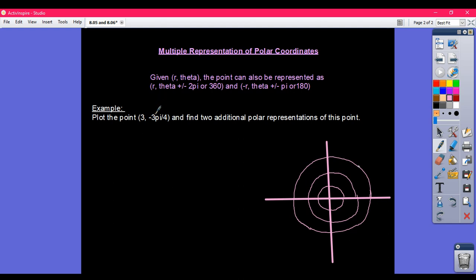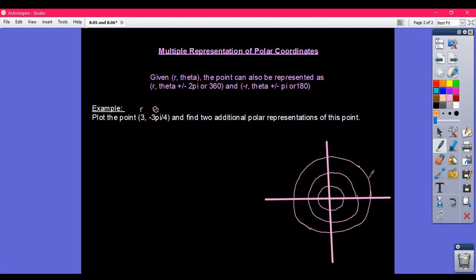Hey guys, so we're going to go over multiple representations of polar coordinates. Just note first that I've given you r and theta here. So I'm just going to plot the point to give you a visual of where the point is. So r means that you're going to plot a point on the third circle. So the third circle, where exactly?